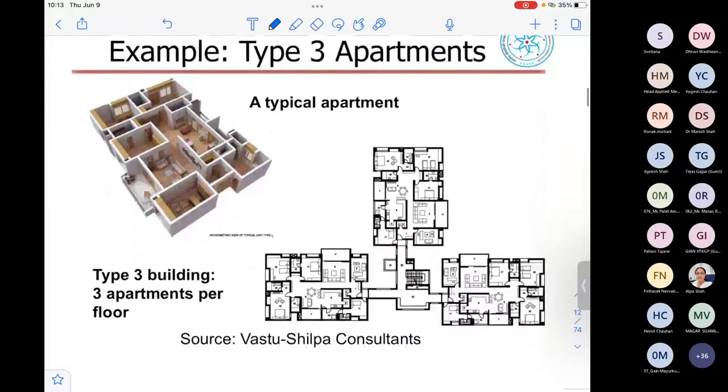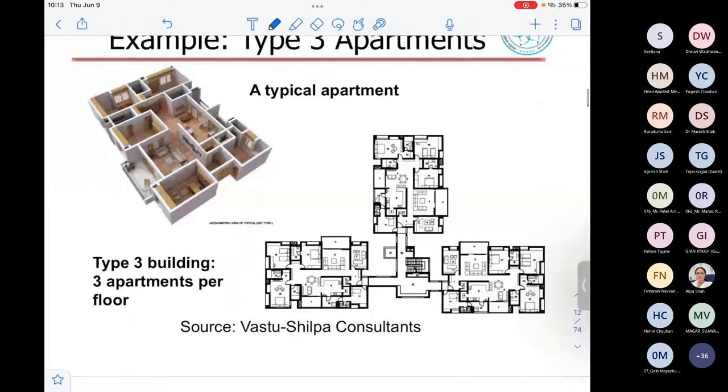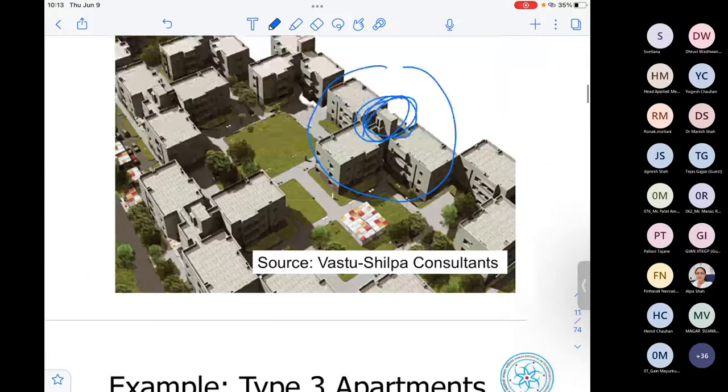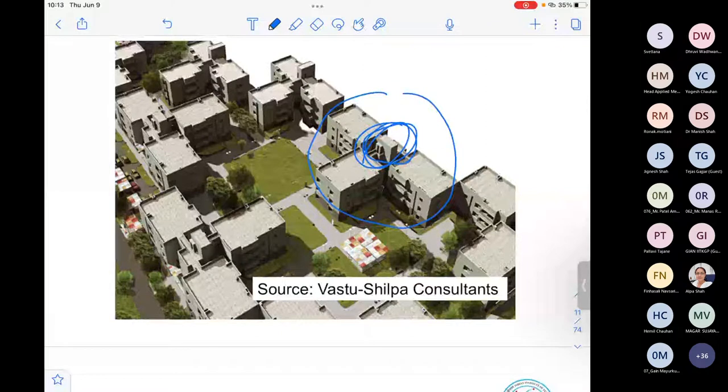So this is a typical apartment. You can see these are three apartments around that same staircase. You can see seismic gaps here at the location. So these are three apartments around the same staircase, and that is one housing block. Sorry, this was wrong. So this is one block, this is the same block.